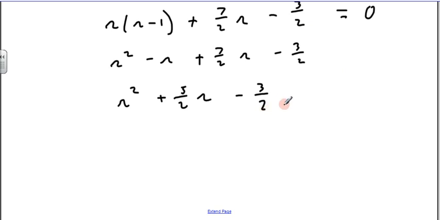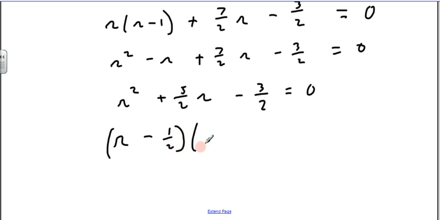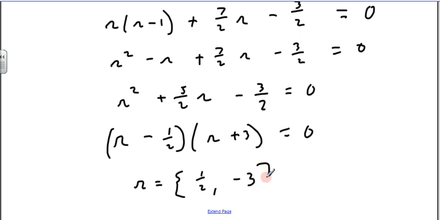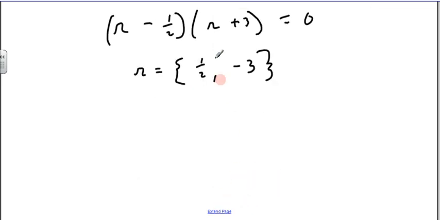And it's equal to 0. I'm going to factor: r minus a half, r plus 3 is equal to 0. So there's my 3 over 2, my 6 over 2 minus 1 over 2 is 5 over 2. Okay, so that's good. So r is going to be 1/2 and minus 3. We probably want to put those in ascending order, so we'll call it minus 3 and 1/2.